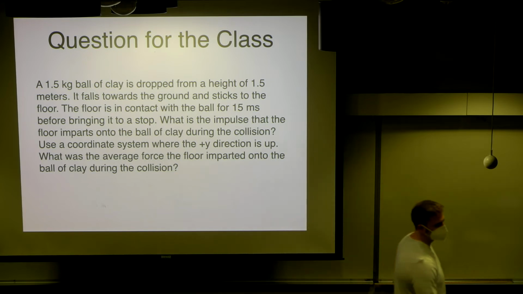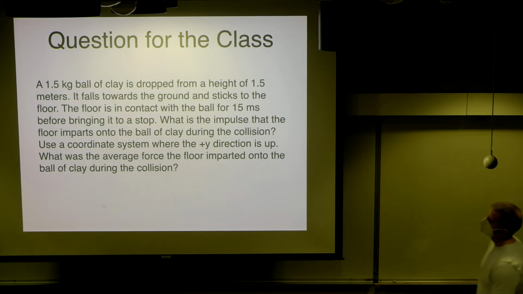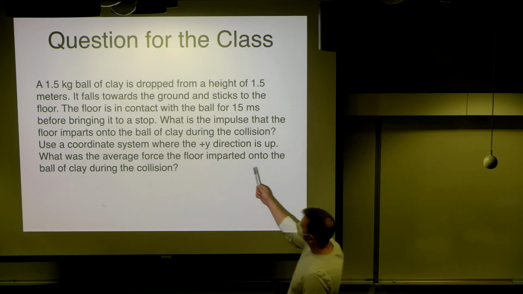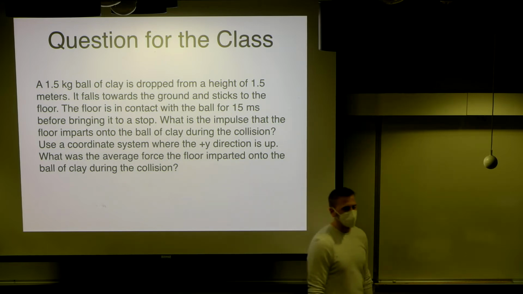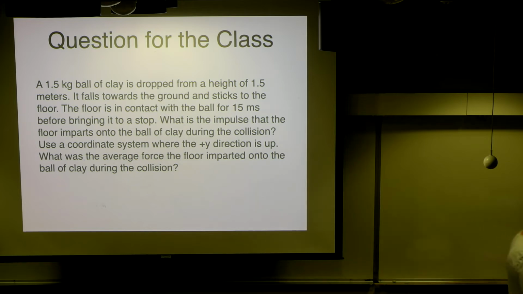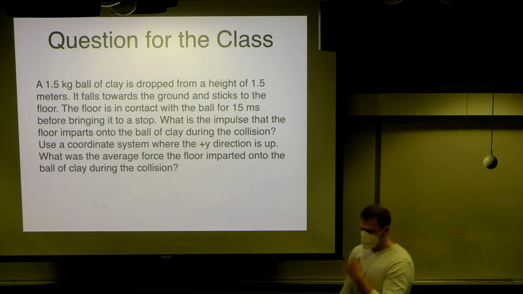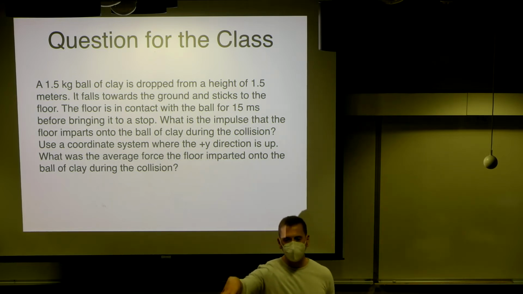That's what I want you to be thinking about. So, what's the impulse? That's the change in momentum. And what was the average force? That's what we want to get a handle on. All right, so first thing we need to do is calculate how fast would this falling object be moving just before it hits the floor.